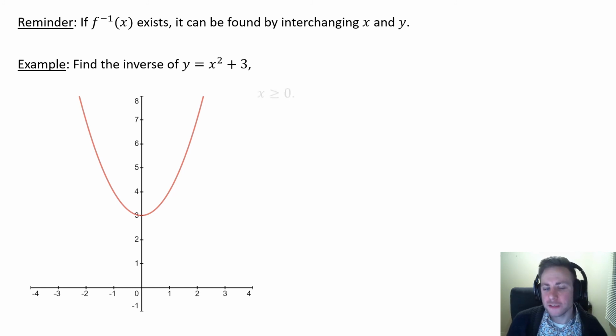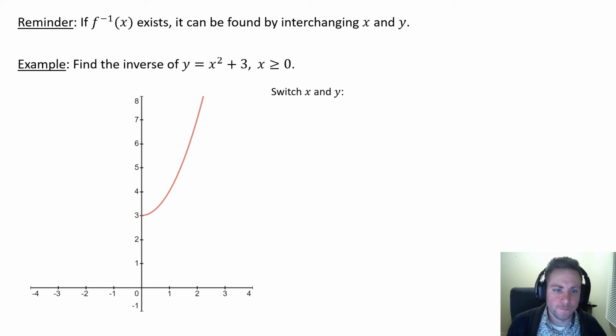For that reason, it's common to place a domain restriction on a function so that an inverse can be found. So in this case, our domain restriction would throw away half the parabola, leaving us with a function which will now actually have an inverse. So to find that inverse, we need to now interchange the x's and y's. That would give us x equals y squared plus 3. Just be mindful that the interchanging of variables also applies to the domain restriction, so that now becomes the restriction y bigger than or equal to 0.